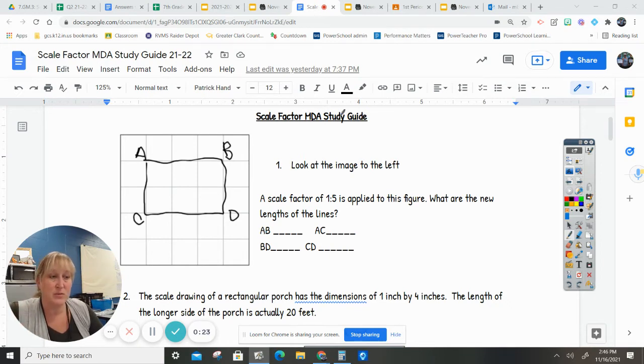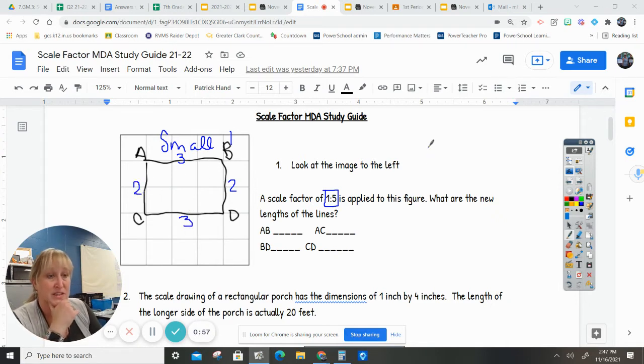So, scale factor MDA study guide. Look at the image to the left. A scale factor of 1 to 5 is applied to this figure. So what are the new lengths of the lines? This means that this is my small one, it's my 1. And the other one, the 5, is going to make it the bigger one. You can do it either way. So this is currently size 3, sides 2, sides 3, and sides 2.